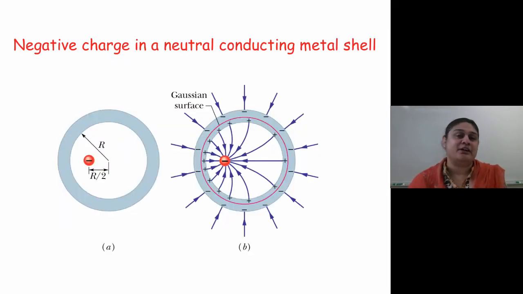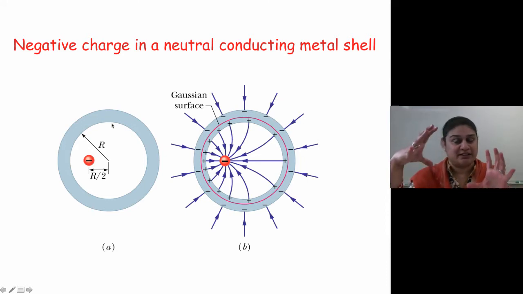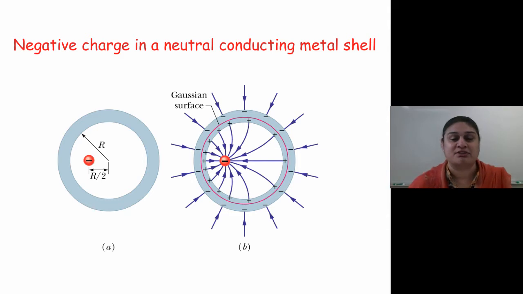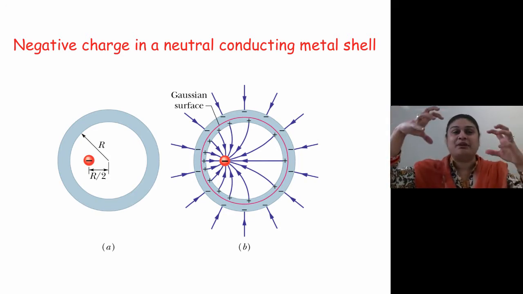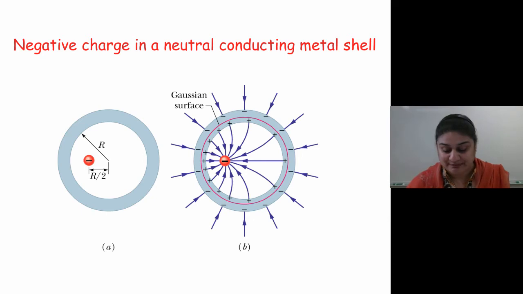What about a scenario like this? A negative charge in a neutral conducting metal shell. If you were to place a negative charge here, and then this would be just a conducting metal shell that surrounds it, what will happen? If you place your Gaussian surface here, this negative charge will induce a positive charge here, which induces a negative charge here, and to the outside world, or to the Gaussian surface, it will only appear like there is a single negative charge there. To the outside world, it will just appear like there's a sink there and there's nothing else.